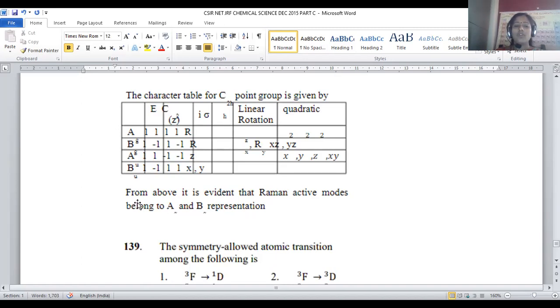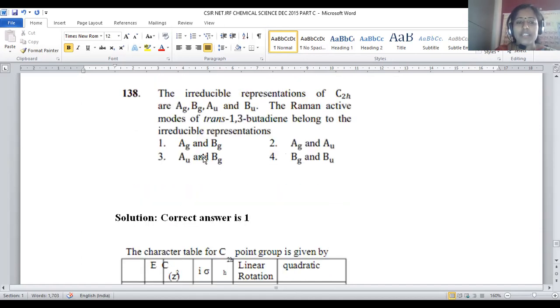And among all, these Raman active modes, what is the condition for Raman active? If the molecule is symmetric, then you can say the molecule is Raman active and IR inactive, right? So in that case, Ag and Bg both are symmetric in nature. So here Ag, Bg are given as the Raman active modes for the trans-1,3-butadiene molecule, right? For question number 138, option number 1 is the correct answer. Ag, Bg are provided in option number 1. So for 138, option number 1 is the correct answer.